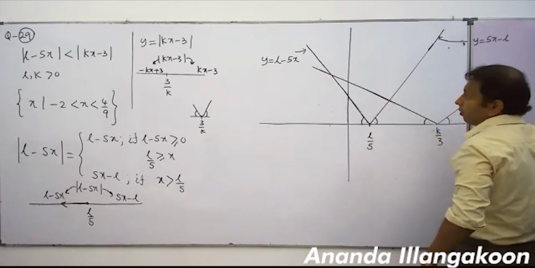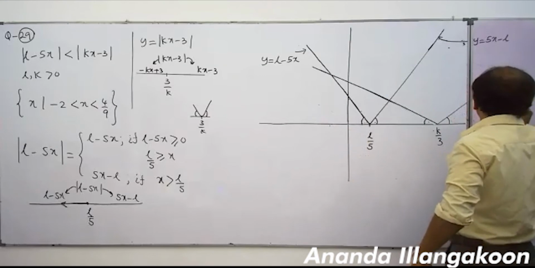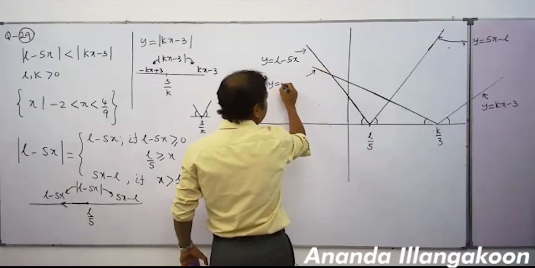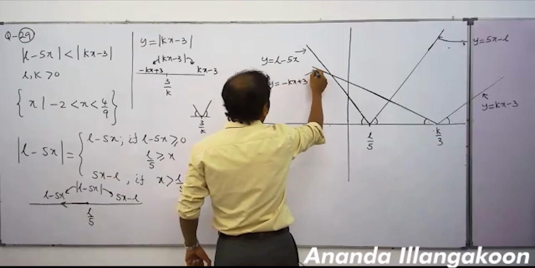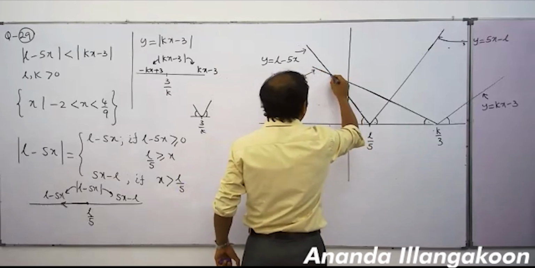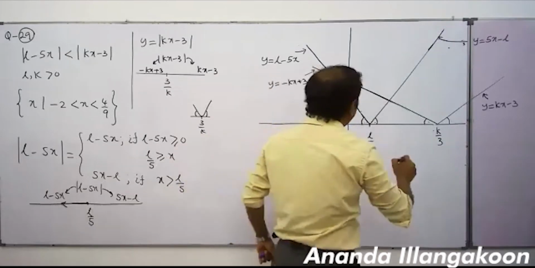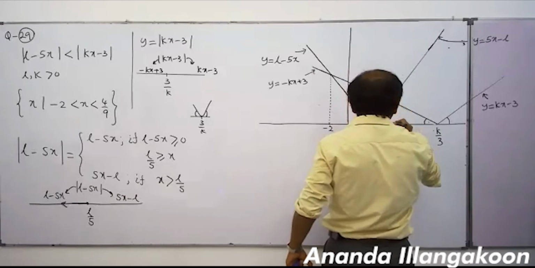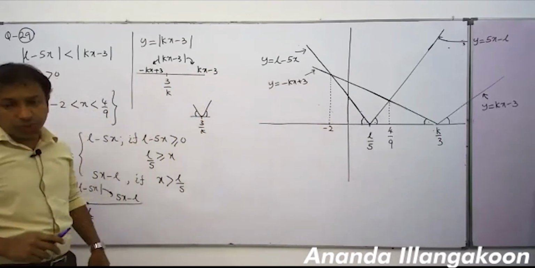This equation should be what, people? y equals kx minus 3. This one should be y equals minus kx plus 3. Therefore, this should be the minus 2, and this should be that 4 by 9. Right? So this is how we can draw those two graphs, people.